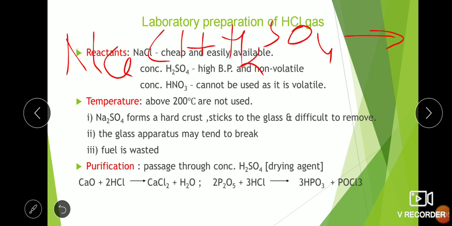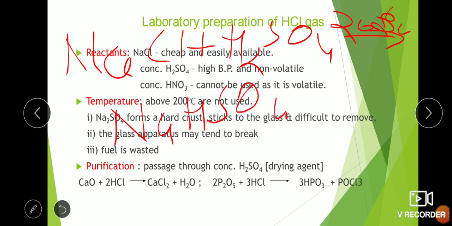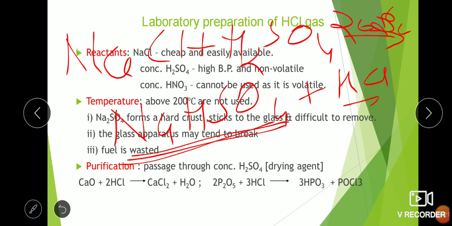On the arrow, please mention less than 200 degrees Celsius. The product would be NaHSO4 plus HCl. Here this sodium hydrogen sulfate does not stick to the wall of the container.